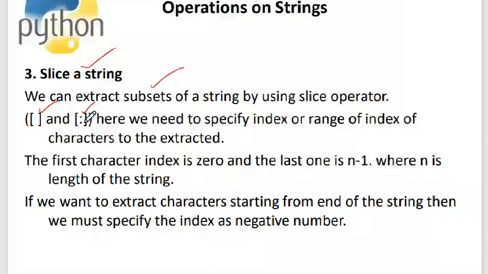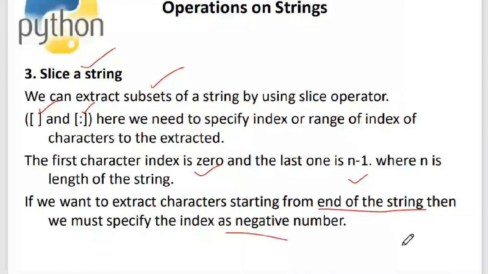The first character is obviously 0 in a particular string, and then the last one is obviously n minus 1, where n is the length of the string. Okay, fine. If you want to extract characters from the end of the string, then you have to specify a negative index. I'll show you how to do that.